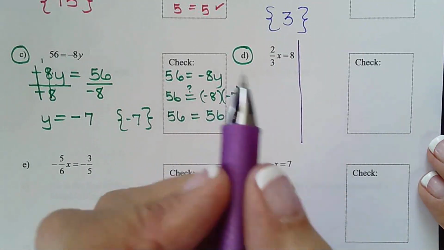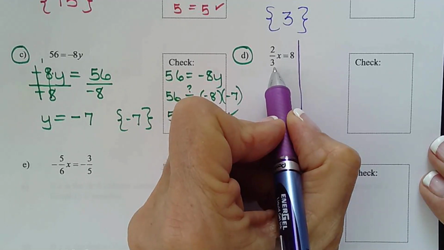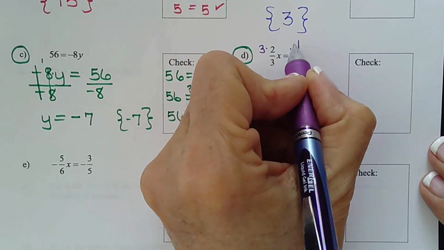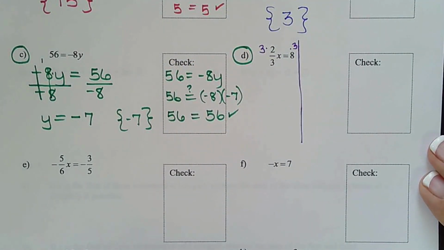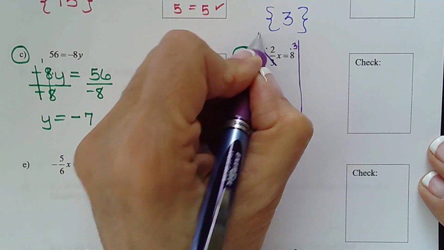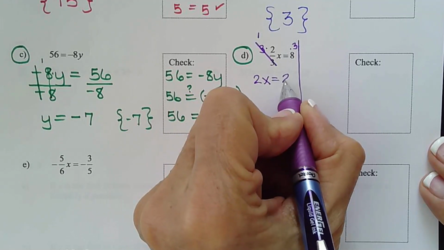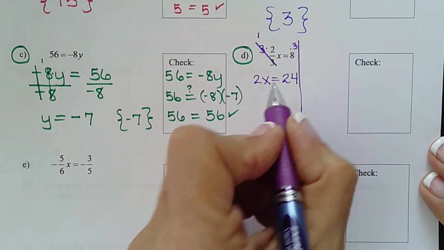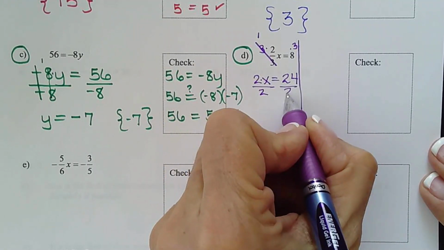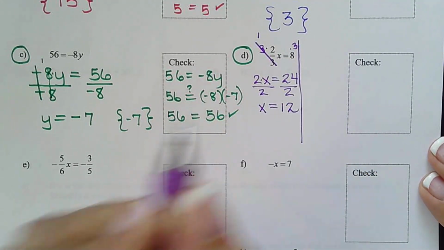So with algebra, I can do this in 2 steps. I can say, oh, what's the opposite of divide by 3? Multiply by 3. So I multiply both sides by 3, and that gets rid of the fraction. So then I'm left with 2x equals 24. And then the opposite of times is divide. X equals 12. So that's one way to do it.